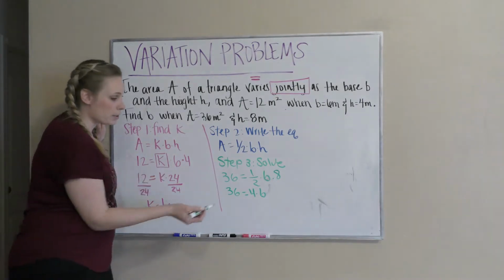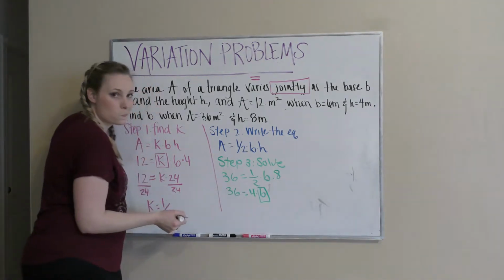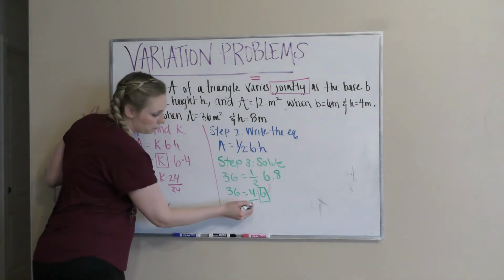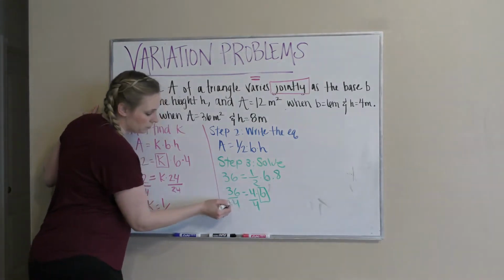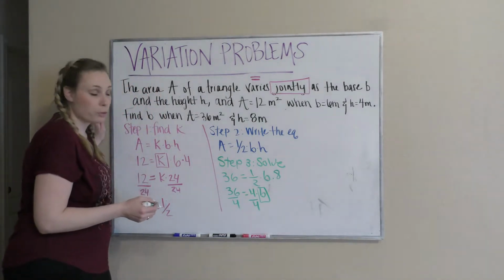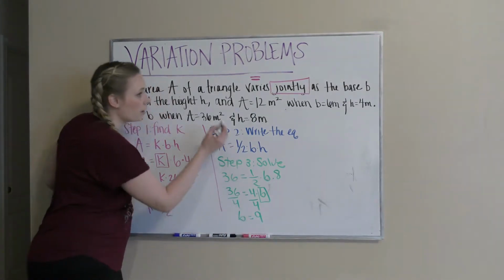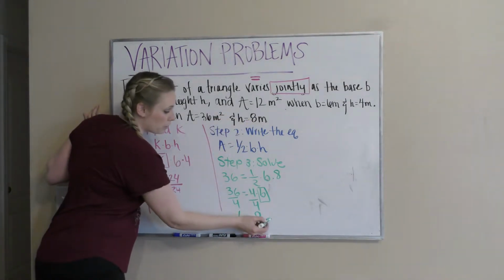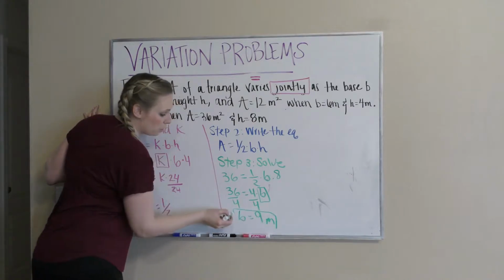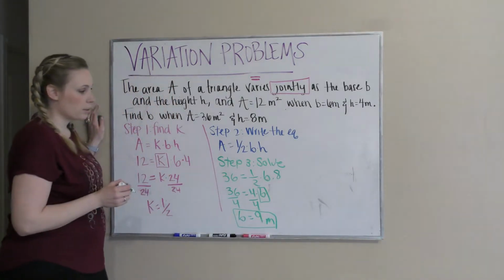How do I get b by itself? Divide by 4. 36 divided by 4 is 9. So our base is 9 meters. So we want to make sure that we keep the same units. And there we have it.